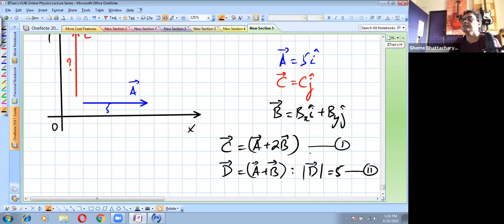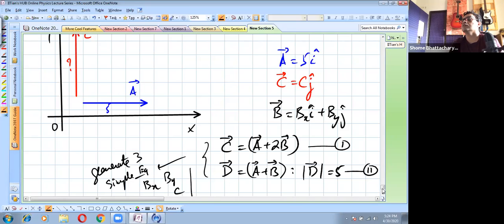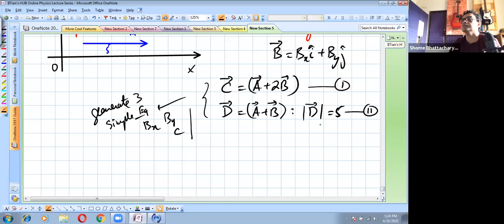So because these are vector equations, by solving the components, you'll be able to generate 3 simultaneous equations or 3 simple equations involving bx, by, and c, these 3 unknowns. Okay, because D's magnitude is given to you. So in terms of these 3, you will have 3 equations. So solve. And once you solve, you got the vector B.